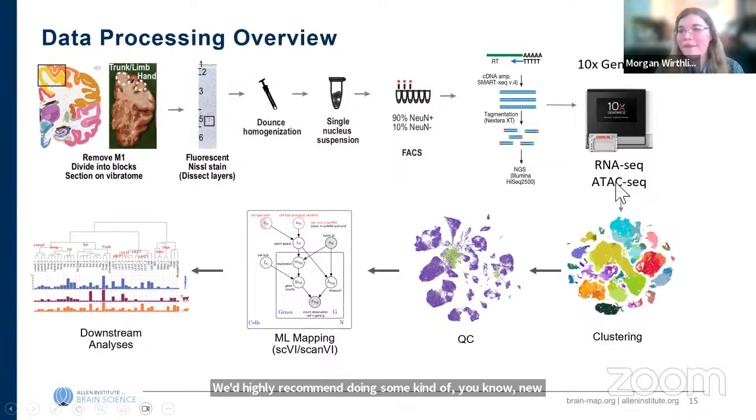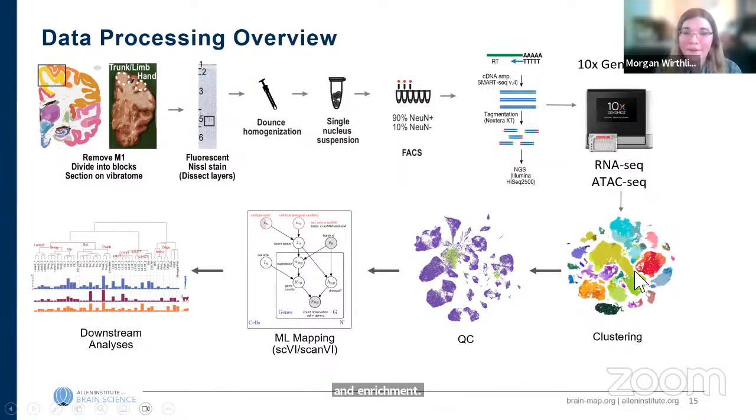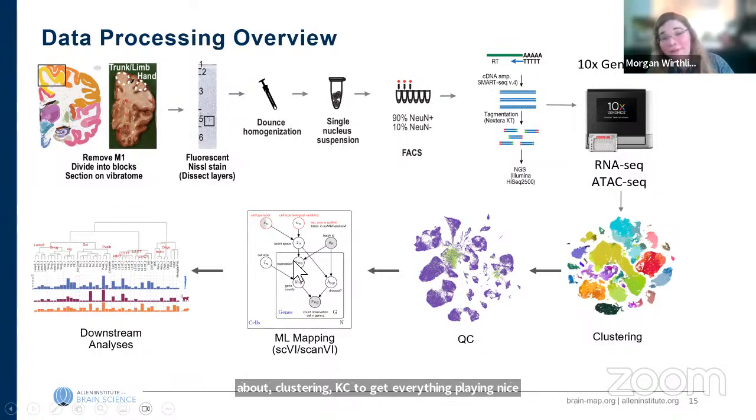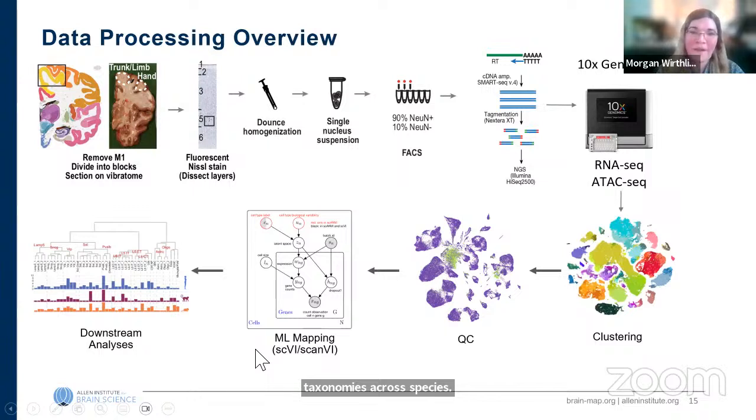We then do the sequencing, which you've heard about, clustering, and QC to get everything playing nice together. And we're currently using an ML approach to mapping, so mapping on taxonomies from other sources, taxonomies across species, using scVI and scANVI, which was co-developed by Nelson Johansson in our lab. And then finally getting to the fun stuff, all the kinds of downstream analyses we can do to start to biologically interpret these incredible data sets that we have the privilege of accessing.